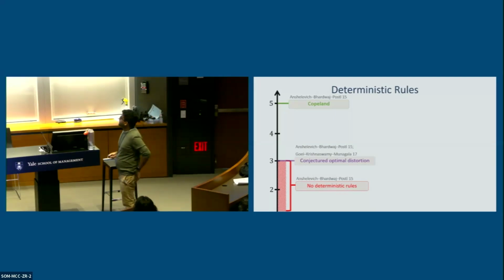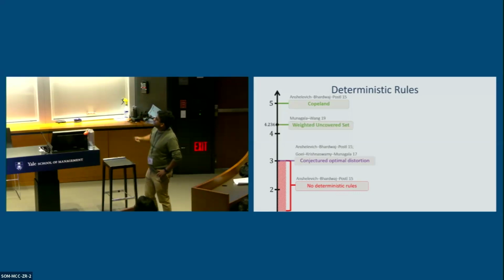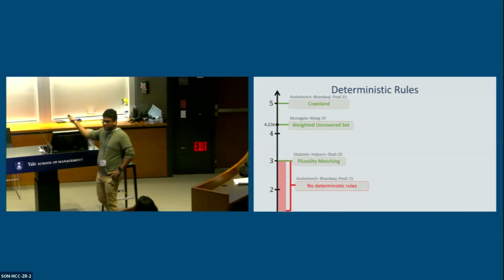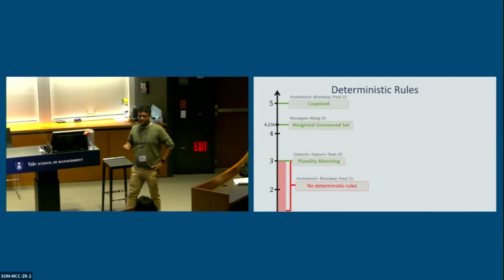And so the short version of the story is that this upper bound was gradually improved by Munagala and Wang to 4.236. And then finally, Kizilkaya, Halpern, and Shah were able to prove that actually there is a voting rule with this optimal distortion. And so this simple lower bound is actually the worst case.